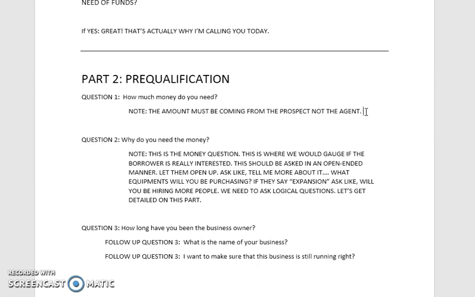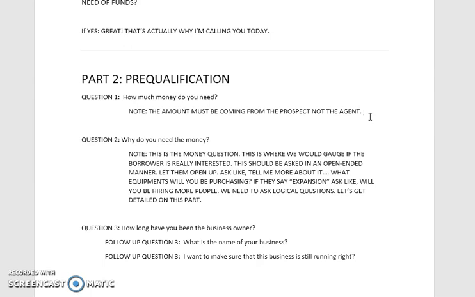All right. So again, the amount must be coming from the prospect, not the agent. Okay, so how much money do you need? Then listen. Not like, you need 50,000, right?